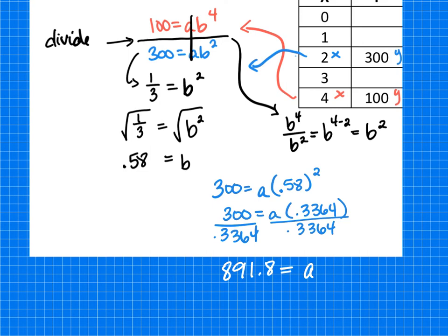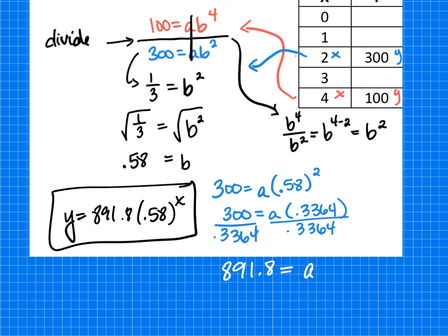And just an FYI, the rounding can throw things off an awful lot because of the nature of exponential equations. In my different classes, when we rounded these in different ways, we ended up with starting values anywhere from 880 to, I think it was 920. So keep that in mind if you're looking at my key to your homework or anything like that. So our equation, y equals 891.8 times 0.58 to the x. And that's my final equation.